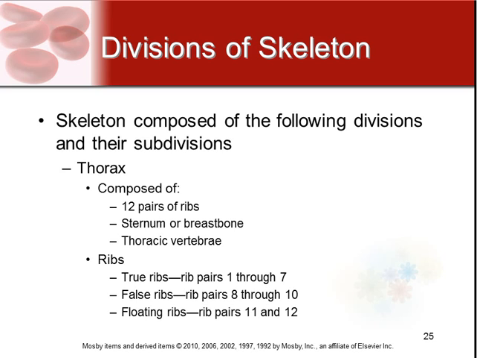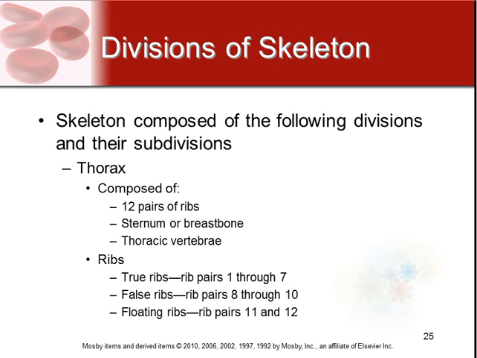So this is just explaining a little bit more about your thorax beyond just your vertebrae. So your thorax is composed of 12 sets of ribs, your sternum, which is also known as your breastbone, and your thoracic vertebrae, because that's what it goes back and attaches to. And now your ribs have a couple different subcategories even in themselves.